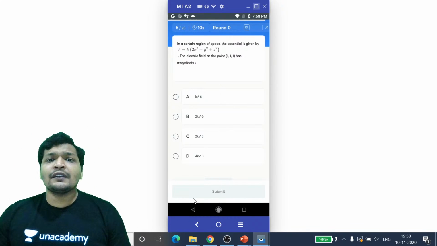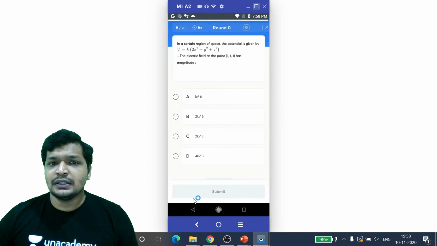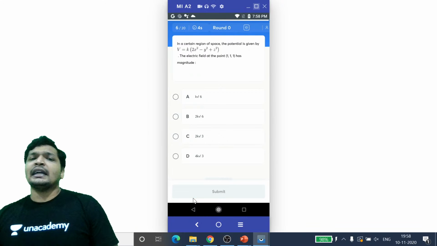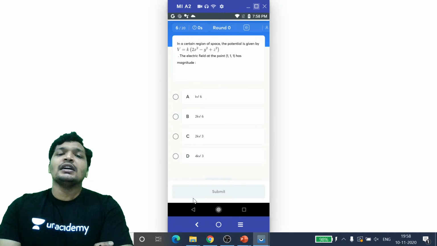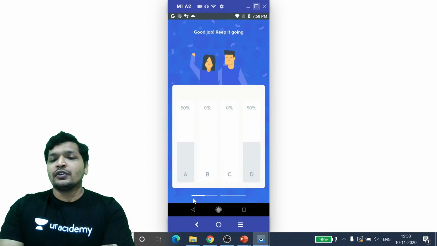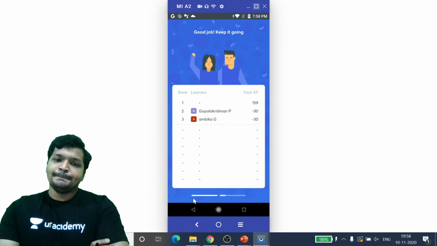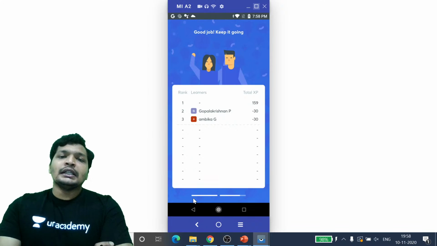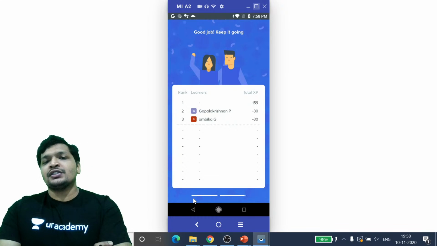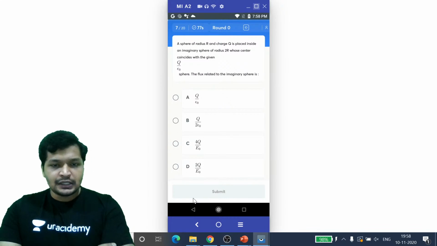So the electric field at point 1,1,1 is being asked. dV by dx i cap plus minus dV by dy j cap, and so on you'll go. Good. So in such questions you need to do partial differentiation, students, and you would see an under root because of the magnitude of the electric field.